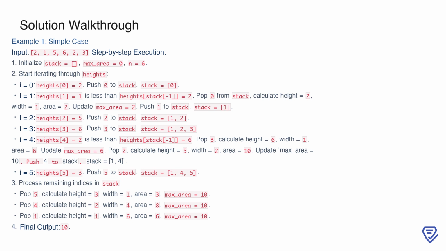At index 5, the height is 3, which is again greater than the height at the top of the stack, so we push it. After completing the iteration, we process the remaining indices in the stack, calculating areas for heights 3, 2, and 1, but none exceed the current max_area of 10. The final result is 10.